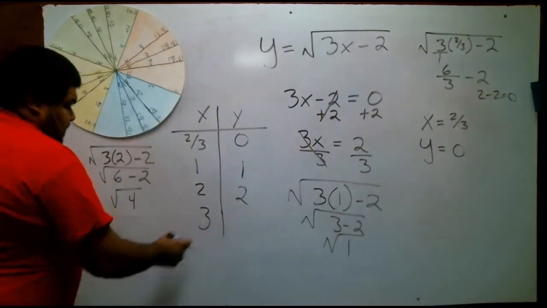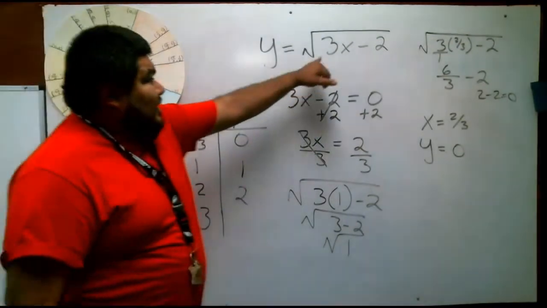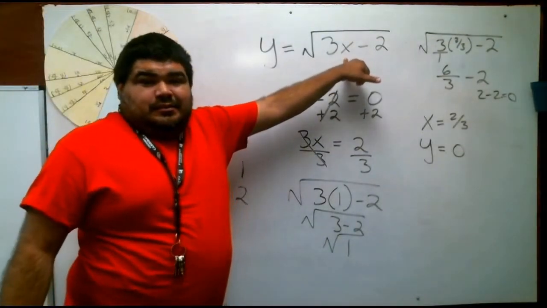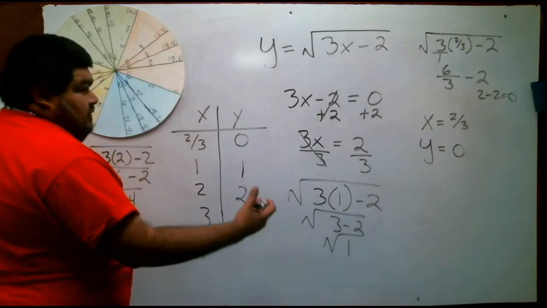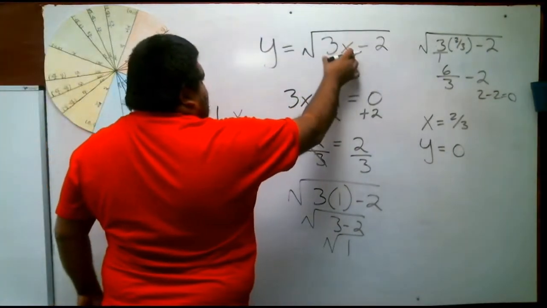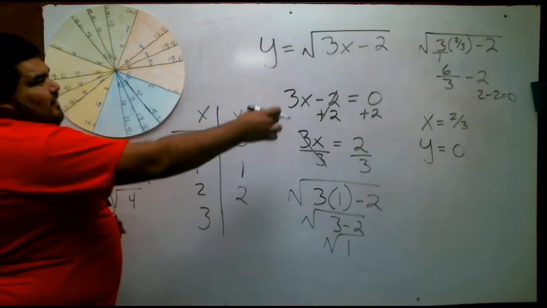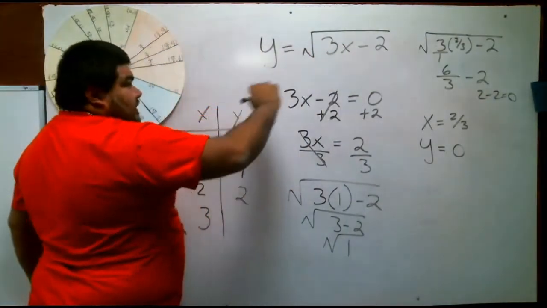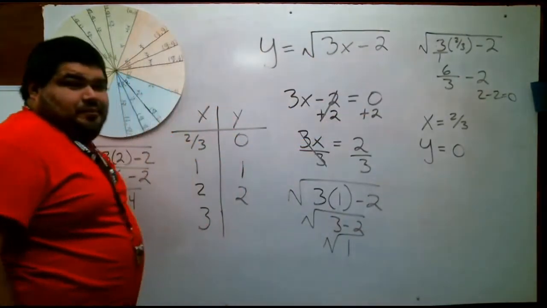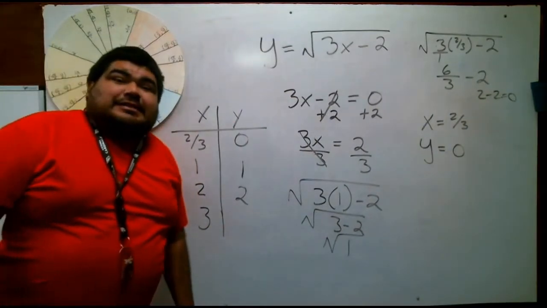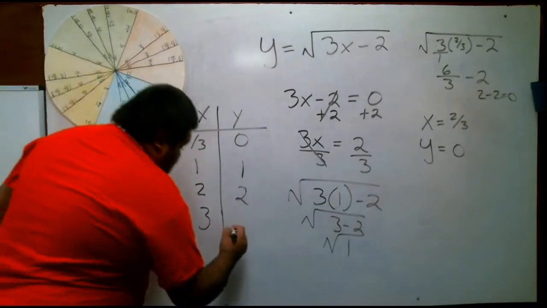And then finally, we plug in 3. So 3 times 3 is 9. I got overexcited here and looked at the 6 over here. So 3 times 3 is 9, minus 2 is 7, right? The radical of 7.